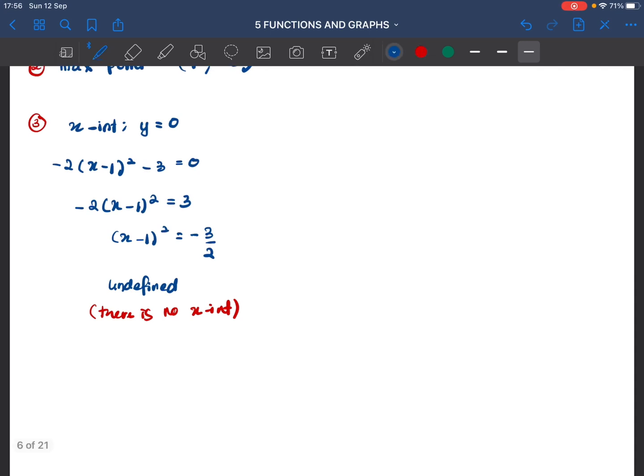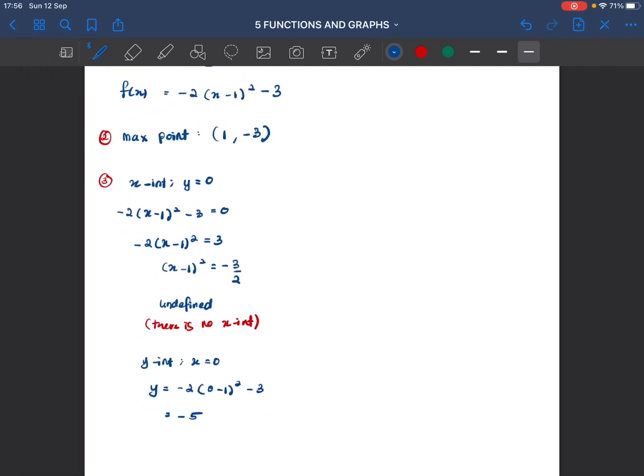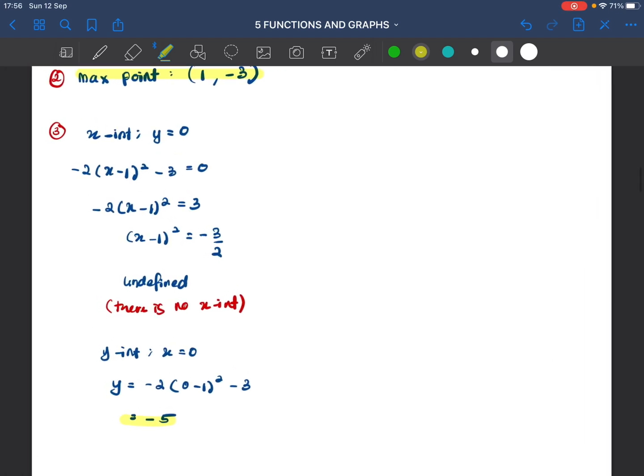So let's continue to find our y-intercept. So x is equals to 0. So y is obviously kita ada negative 2 (0 minus 1) squared minus 3, and that should get us negative 5. Okay, negative 5. Okay, so now we have everything that we want. We have maximum point. We have, nope, we don't have our x-intercept. So we have our y-intercept. Okay, so let's sketch our quadratic function here.